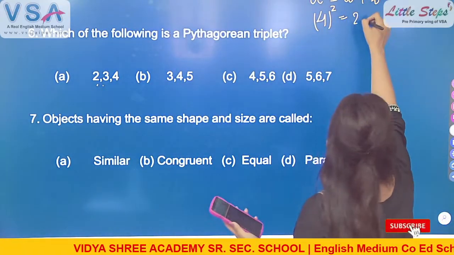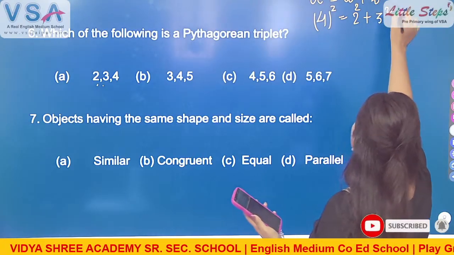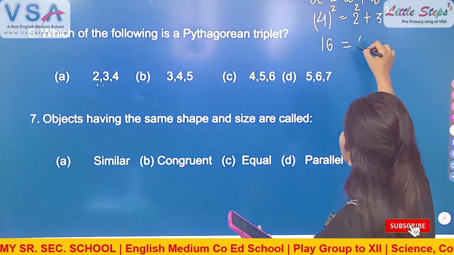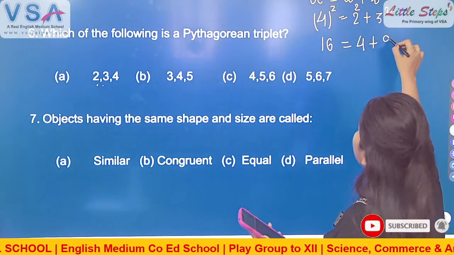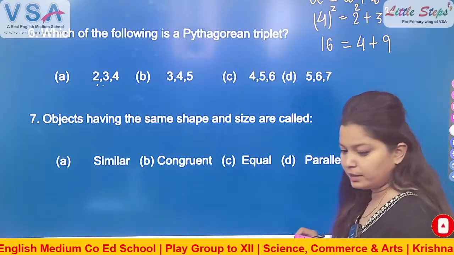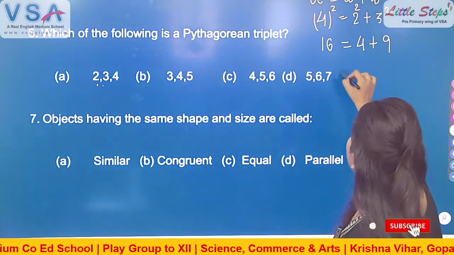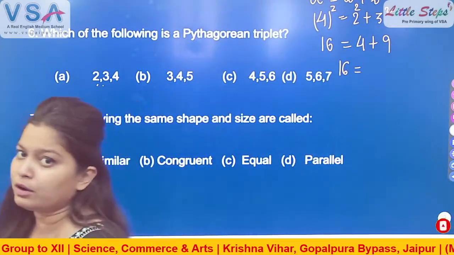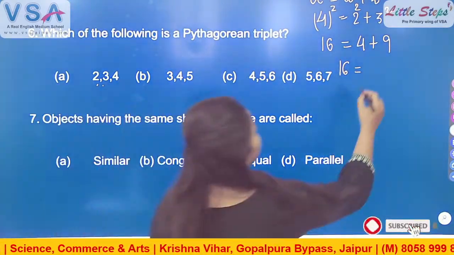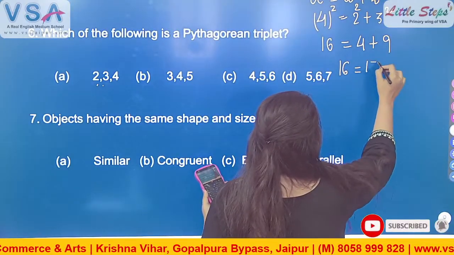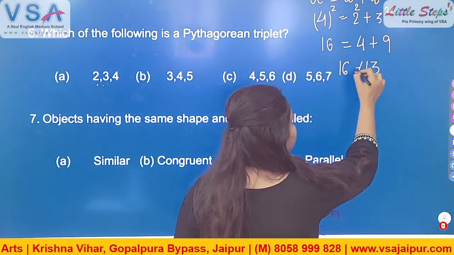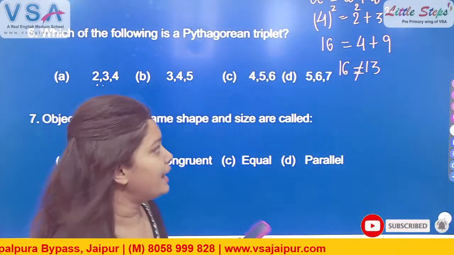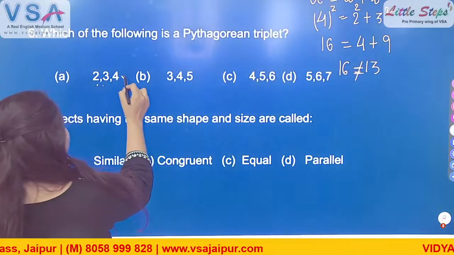Let me put the numbers in the Pythagorean triplet. Let me check. 4 square is 16, 2 square is 4, and 3 square is 9. This is the only way of doing this. So we have 16 equals 9 plus 4. What is 9 plus 4? It is 13. If they are equal, then they are a Pythagorean triplet, but it is not equal. RHS is not equal to LHS. That's why the first option is not the answer.